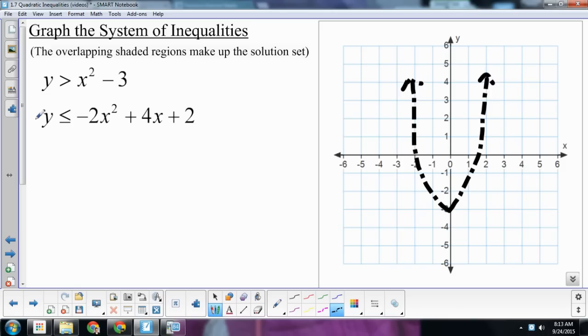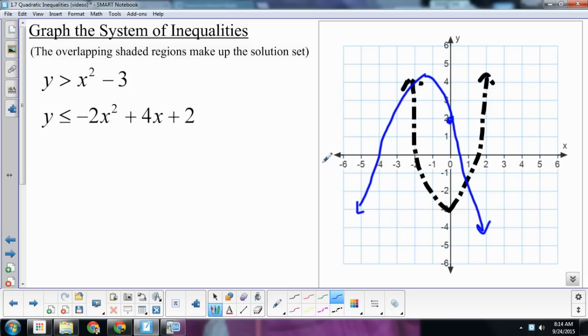And then I graph the other one. y is less than or equal to negative 2x squared plus 4x plus 2. So this one's going to be a solid line because it's "or equal to." Again, not sure exactly what it's going to look like, but I know it's going to open down. I know it's going to cross at 2. Maybe it's somewhere over here. So I'll just draw a quick parabola like this. Again, not exactly sure, but just to show you how this works, we'll draw it like so.